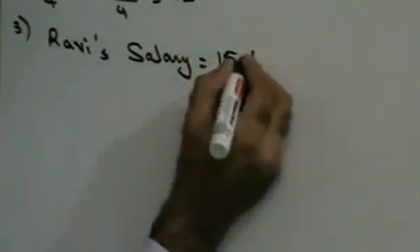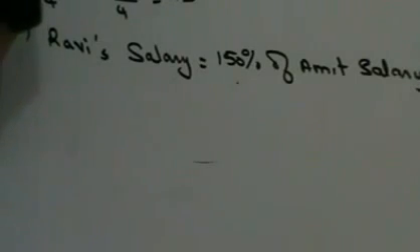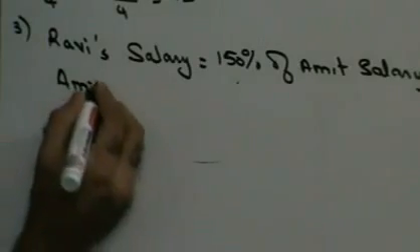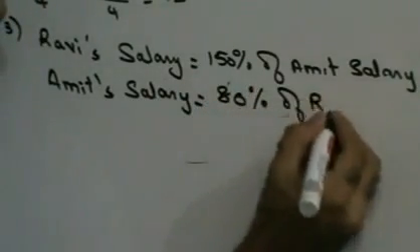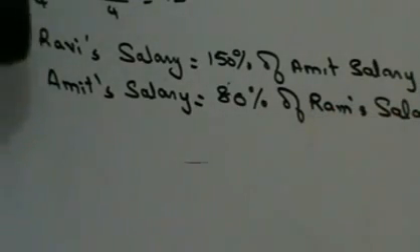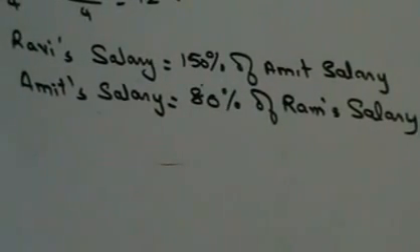Ravi's salary is 150% of Amit's salary. Amit's salary is 80% of Ram's salary. What is the ratio of Ram to Ravi's salary?